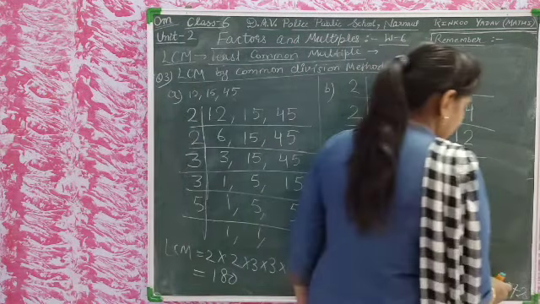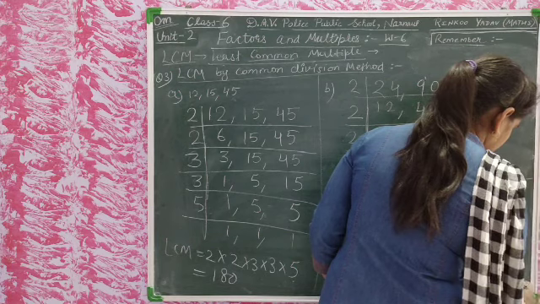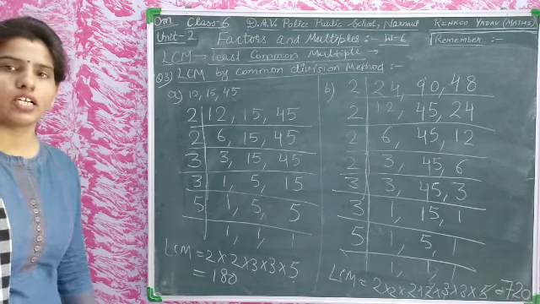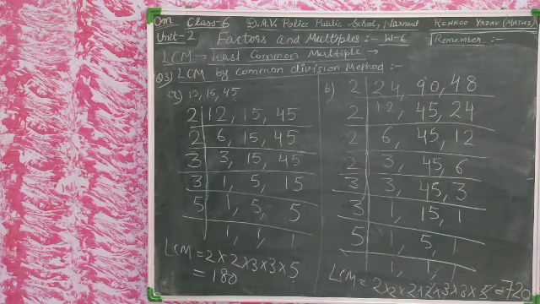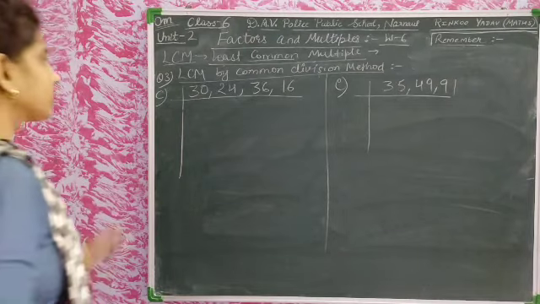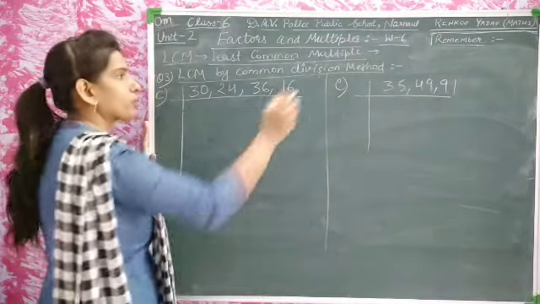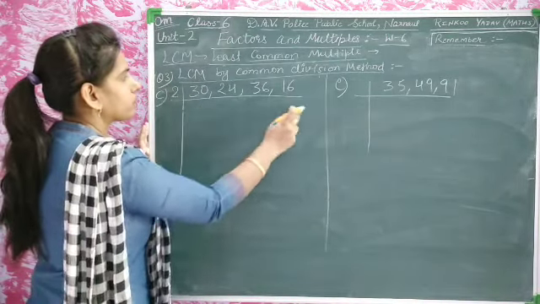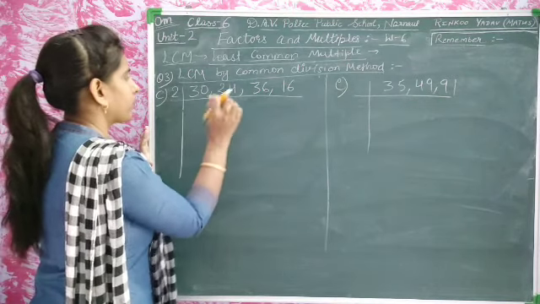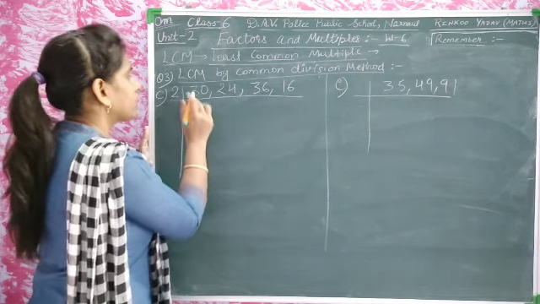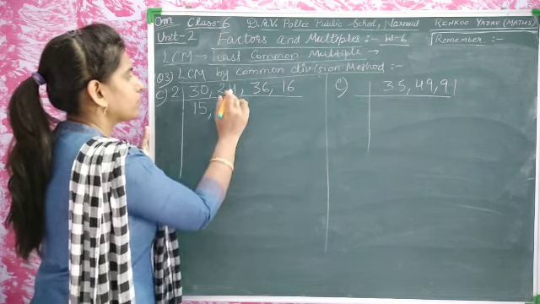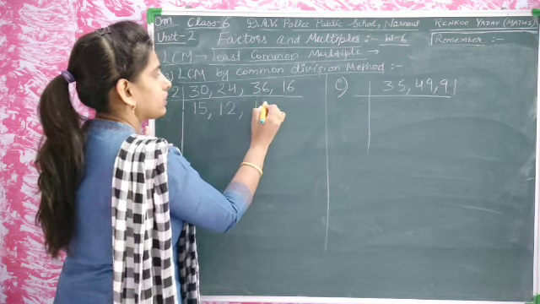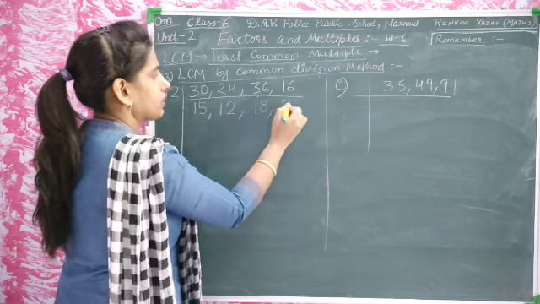Is this clear, students? This is 720. Is this clear? Now we will go to the next parts. Now students, there are two more questions of the common division method. Common division: one number which divides any number, that is 2 here. 2 divides everyone. 2 1s are 2, 2 5s are 10, 2 1s are 2, 2 2s are 4, 2 1s are 2, 2 8s are 16.